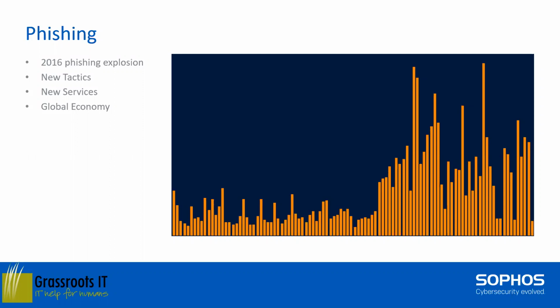But in 2016, because of ransomware, it then became a global economy using new services and tactics that they can essentially now spread globally. Doesn't matter what you're trying to do, you click on that link, we're going to encrypt your system and basically make money off you regardless.